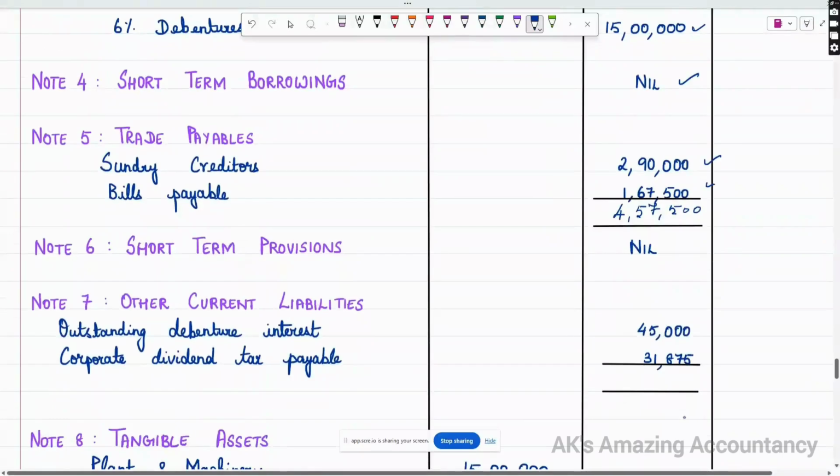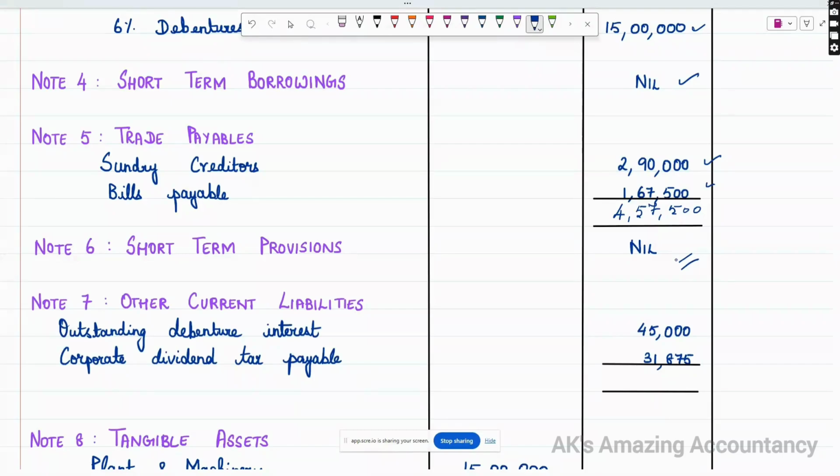Then Note 6 is for short-term provisions. We don't have any short-term provisions in this problem, so write short-term provisions and put nil. Note 7. So Note 7 is now for other current liabilities. What will we have under other current liabilities? All liabilities which do not come under short-term borrowings and trade payables will come here.